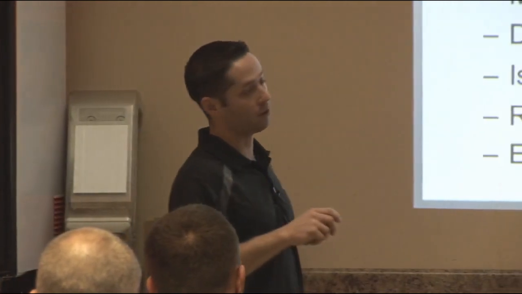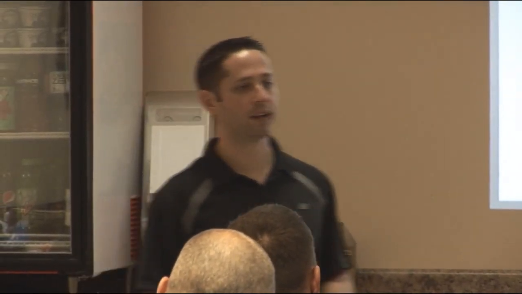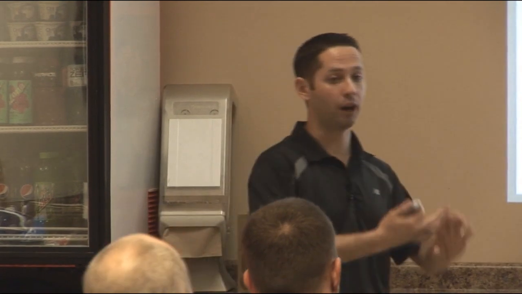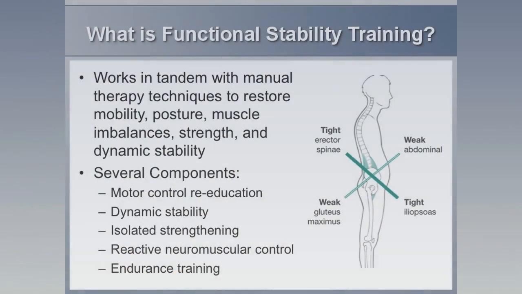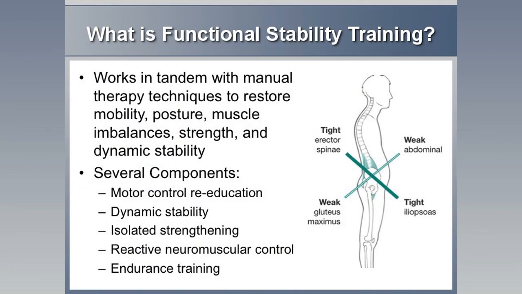This whole concept of functional stability training works in tandem with manual therapy, obviously. You can't just have an exercise component where we just talk about doing specific exercises without talking about mobility, myofascial work, even if it's self-myofascial work, as well as manual therapy in terms of a skilled clinician's hands as well. But it's about restoring posture, muscle imbalances, deficits within the body. That's the whole secondary component of that. What we're going to talk about is more of just the exercise component today.